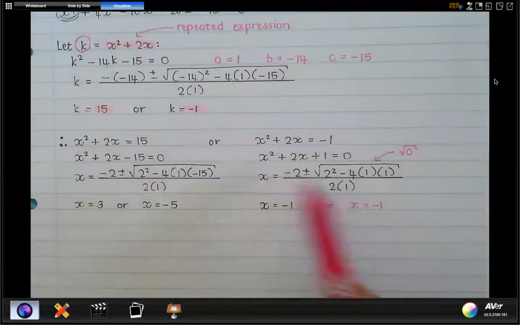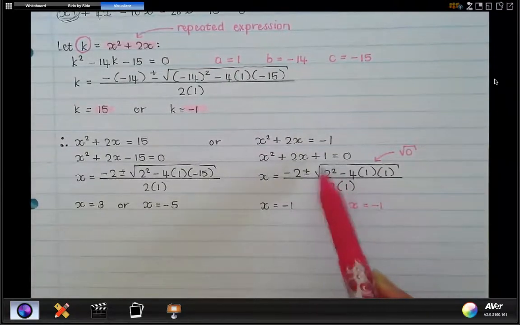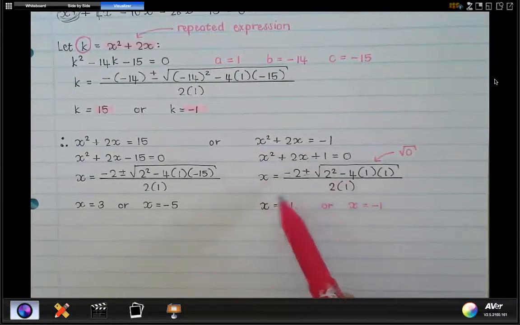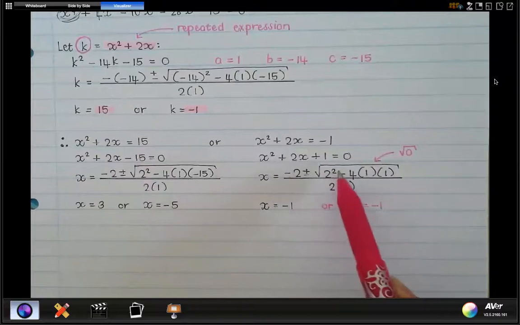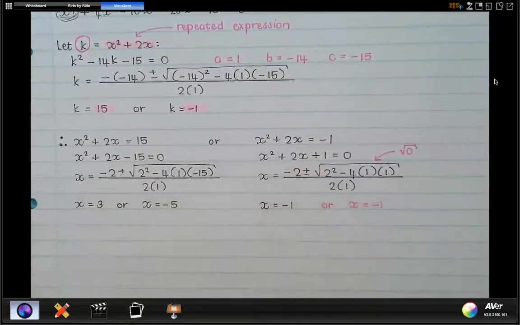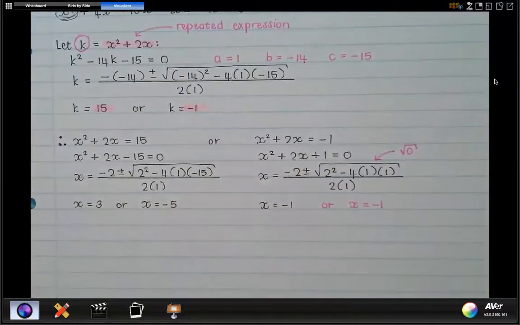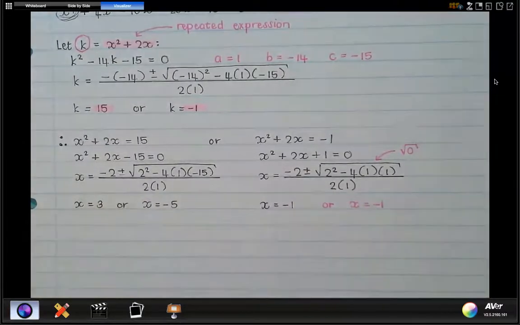So when we're actually doing this calculation, we're saying negative 2 plus 0, which is negative 2, divided by 2. That gives us negative 1. Then we say negative 2 minus 0, which again is negative 2. We're dividing that by 2, which again is negative 1. All right, so we are essentially getting 4 answers, but 2 of them are equal.